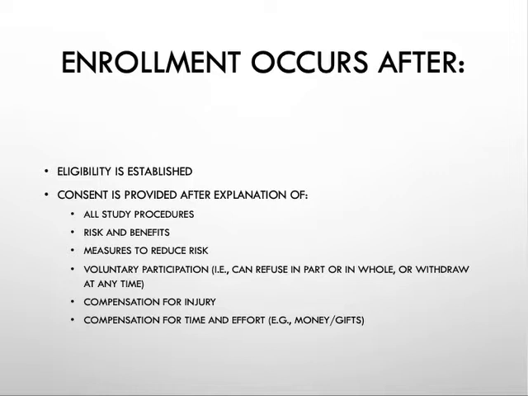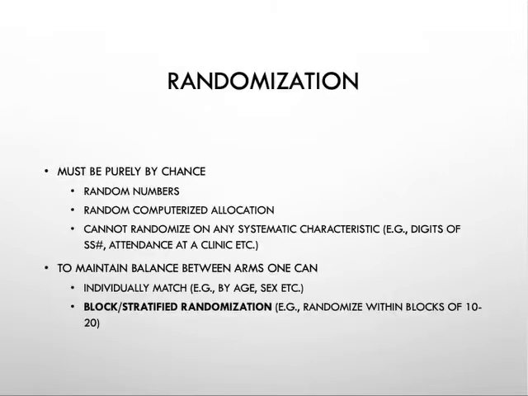Consent occurs after eligibility is established. Consent is provided after explanation of all study procedures, risks and benefits, measures to reduce risks, voluntary participation, compensation for injury, and compensation for time and effort.